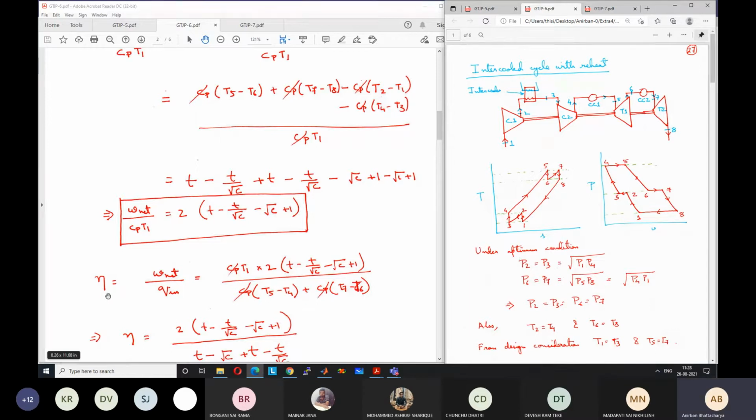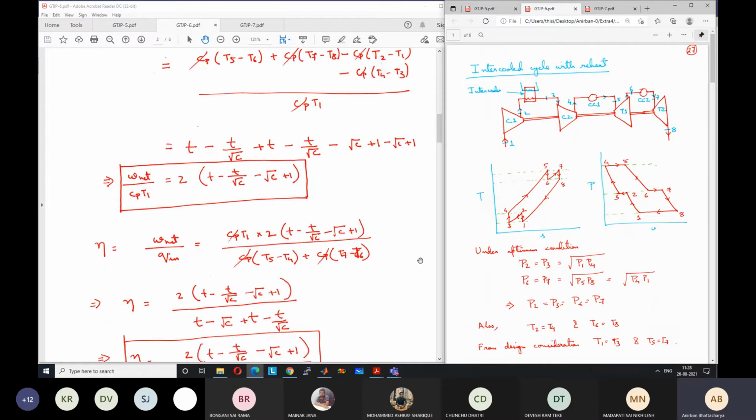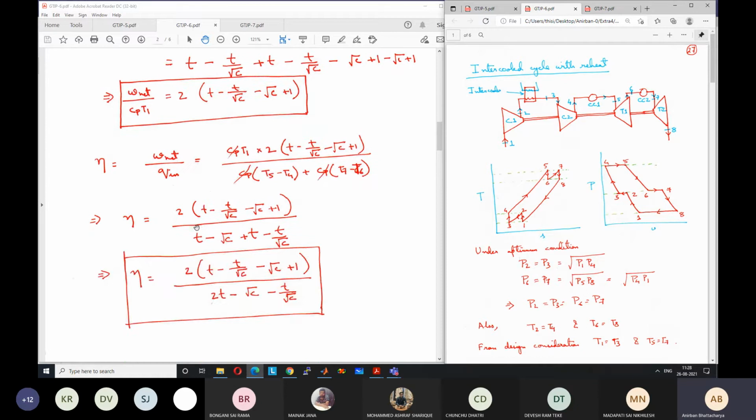So the efficiency eta is equal to net work output divided by the heat addition. So CPT1 into (2T minus T by root C minus root C plus 1). This is the net work output divided by heat addition. There are two heat addition processes, CP(T5 minus T4) plus CP(T7 minus T6). So again, you do the calculation.